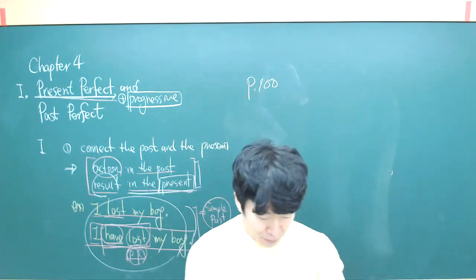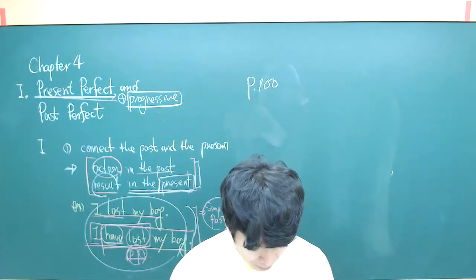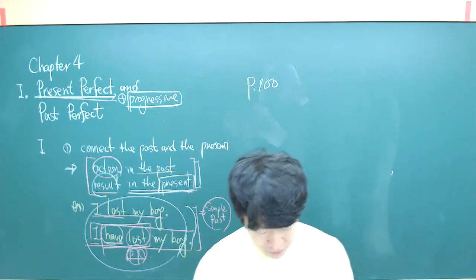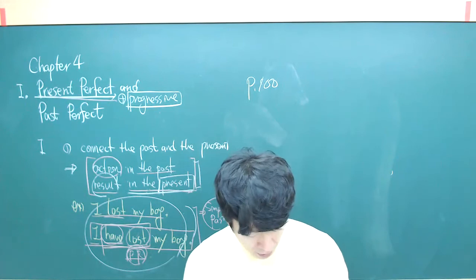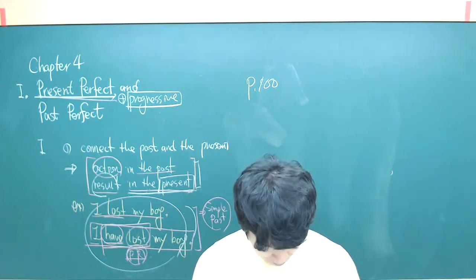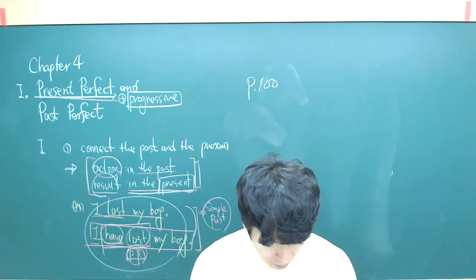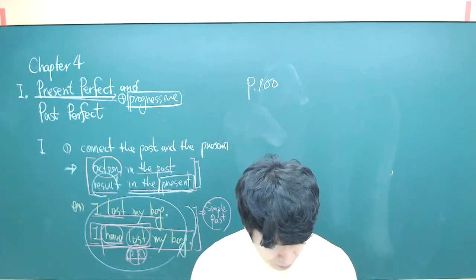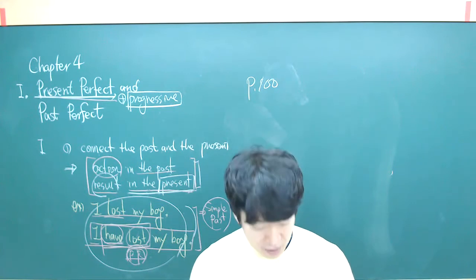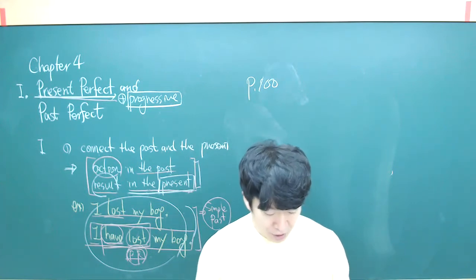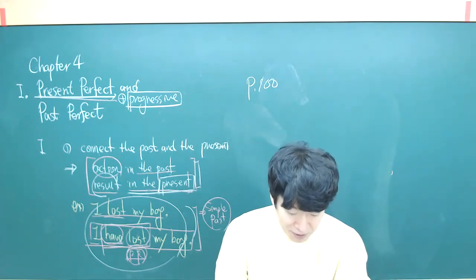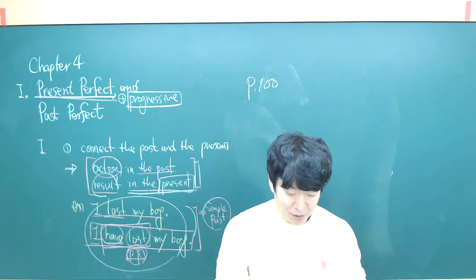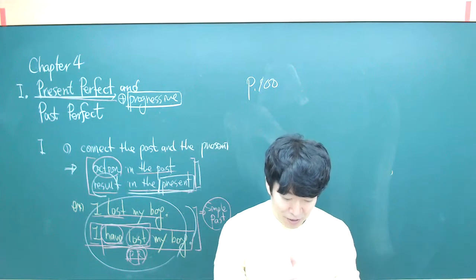Present perfect progressive versus present perfect. The difference we can find out by looking at page 100. A man and a woman are talking on the phone. A: Rita and Josh are talking on the phone. They've been talking on the phone for 20 minutes. They've been talking, present perfect progressive, right?